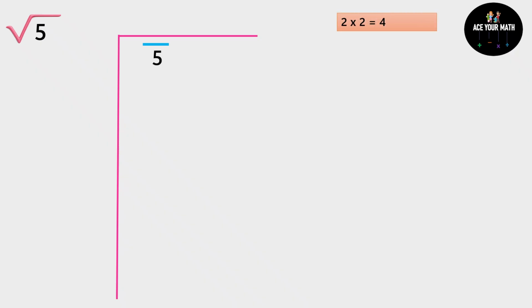See, 2 square is 4, 3 square is 9. We can't take 9, so we'll go for 2 square because 4 is less than 5. So you will write 2 at the top and 2 at the side. 2 2s are 4. 4 you will write just beneath 5. And same number 2 you will add on the left hand side.